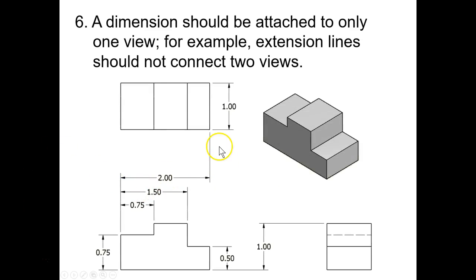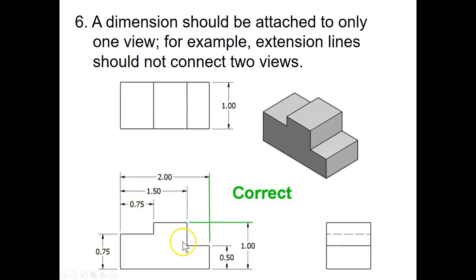And I don't even think you can do this in Inventor where you measure a dimension between 2 parts. But if you do, you're doing it wrong. All the dimensions should be connected to one drawing. So we have this projection of the front. All the measurements are connected to it. Don't bridge between the different views.